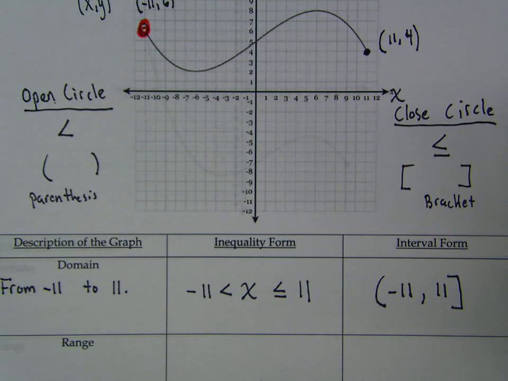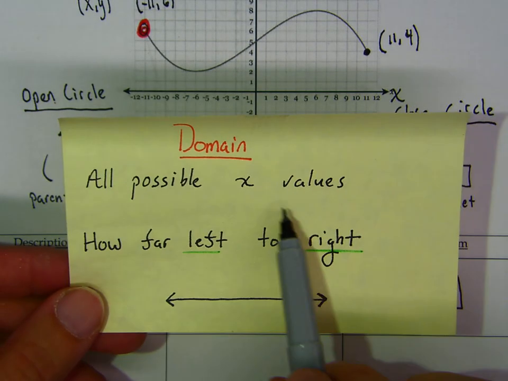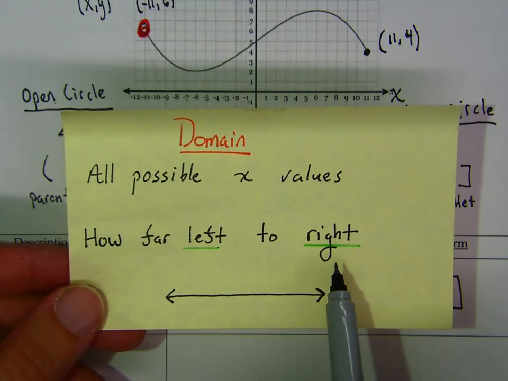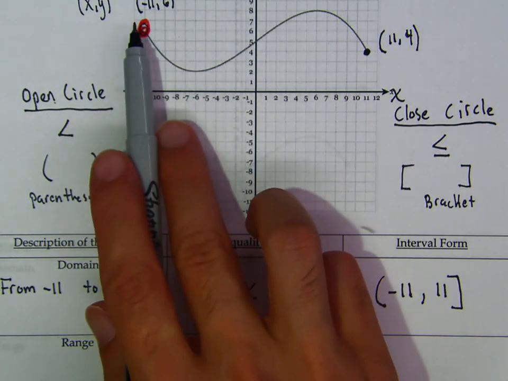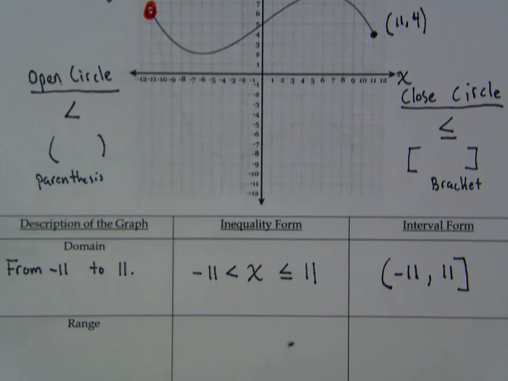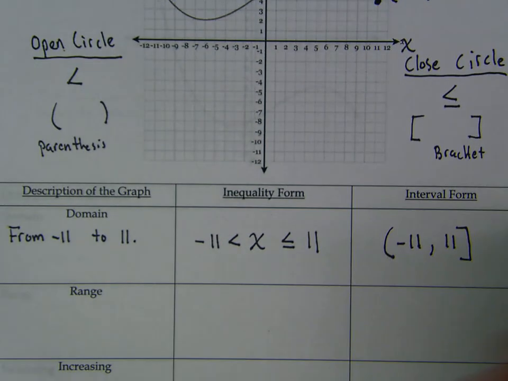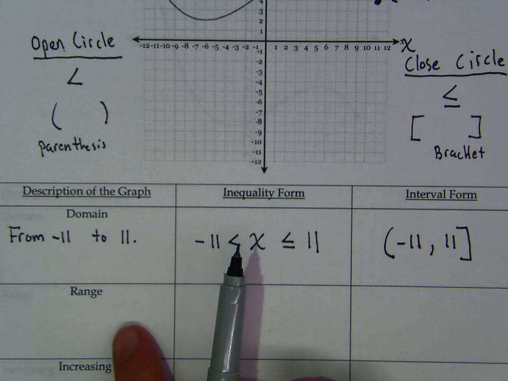What is the definition of domain? The domain is all possible x values from left to right. So all the possible x values from left to right are negative 11 to 11. Okay. Well, what about the next one? Here I have range. Well, what is the definition for range?